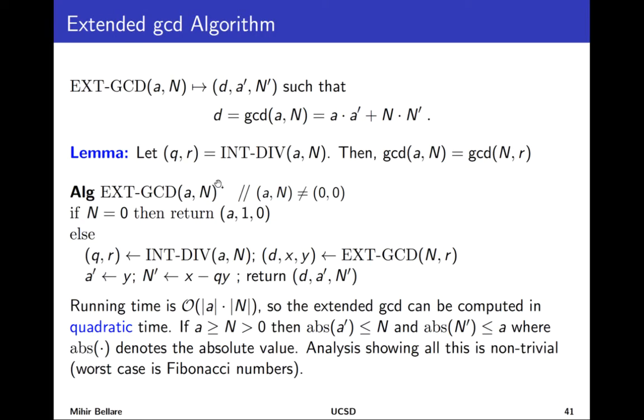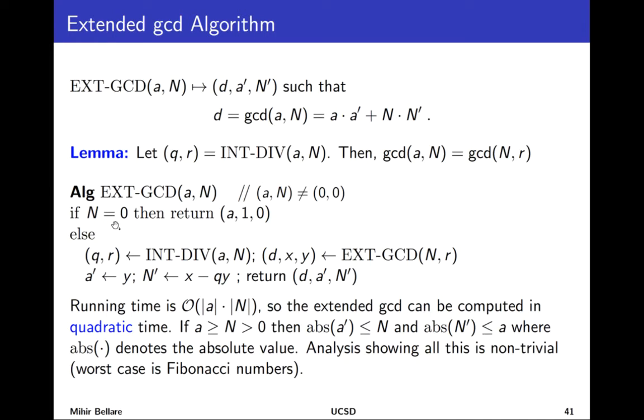So here's the recursive algorithm corresponding to that. I want to compute the GCD of a and n, which is any pair of numbers which are not both 0. The base case of the recursion is that n is 0. If n is 0, what is the GCD of a and n? Well, the largest thing dividing both a and n will then just be a. And the weights are simple because a can be written as 1 times a plus 0 times n.